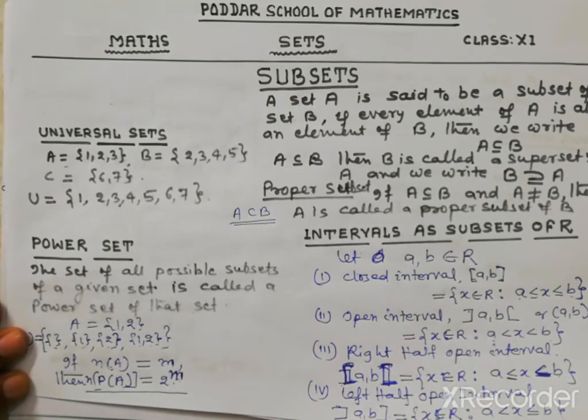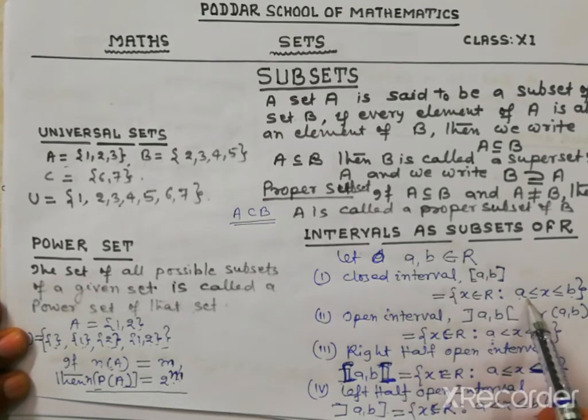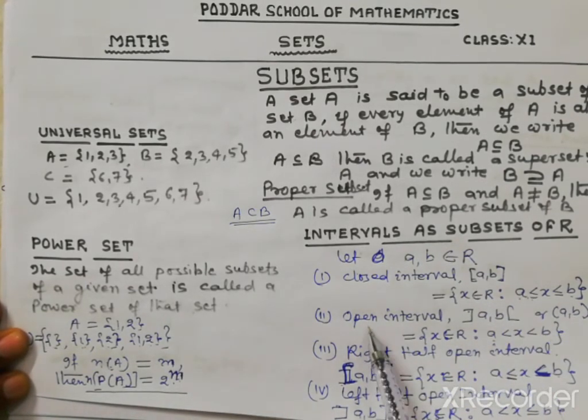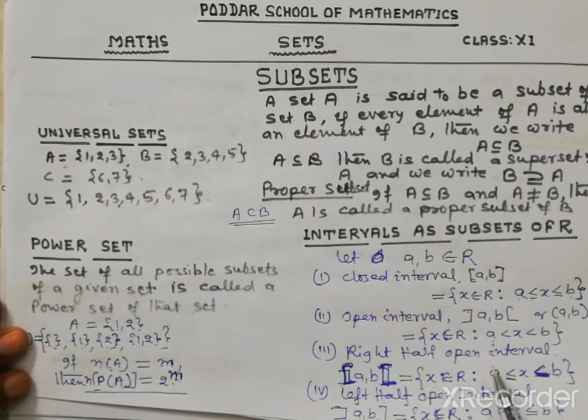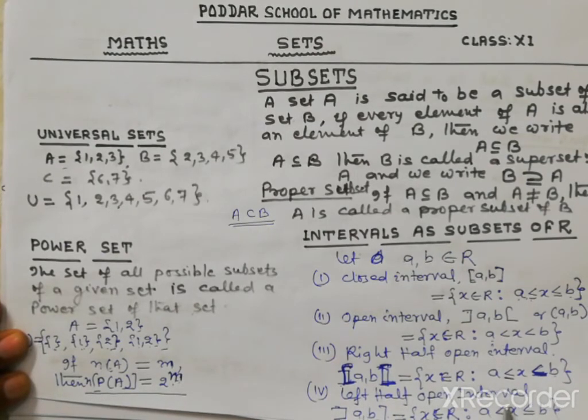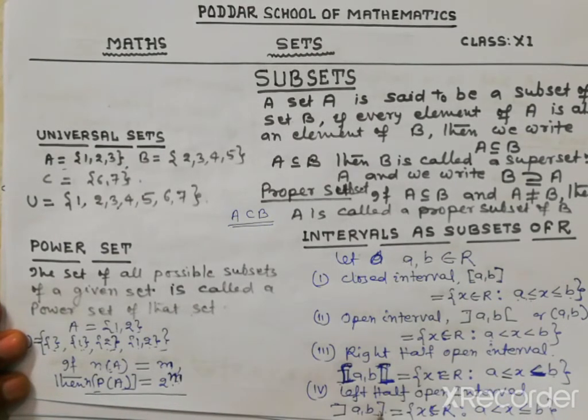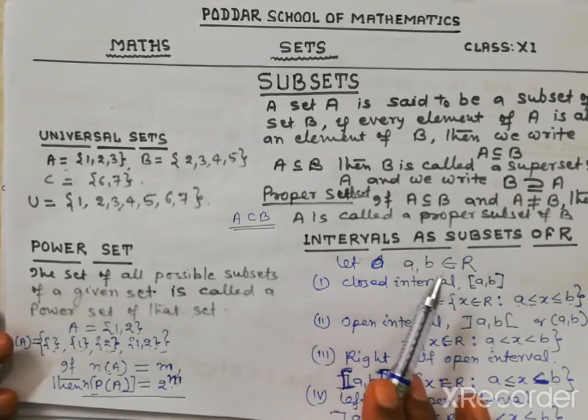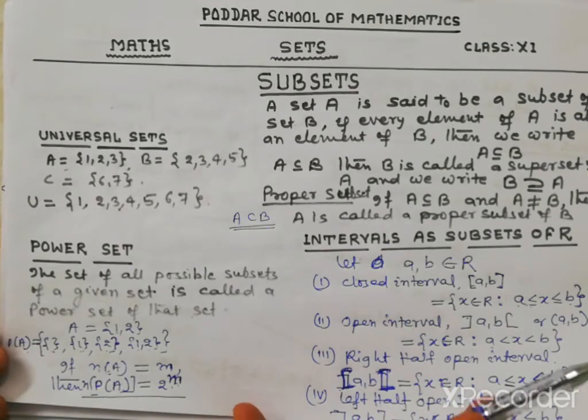What do you mean by closed interval? Both sides will be closed and here will be less than or equal to, less than or equal to. Open interval, both sides will be open and less than only. Right half open interval, right side open but left side closed. Left half open interval, left side open, right side closed. So intervals as subsets of R, this is also very important to understand.